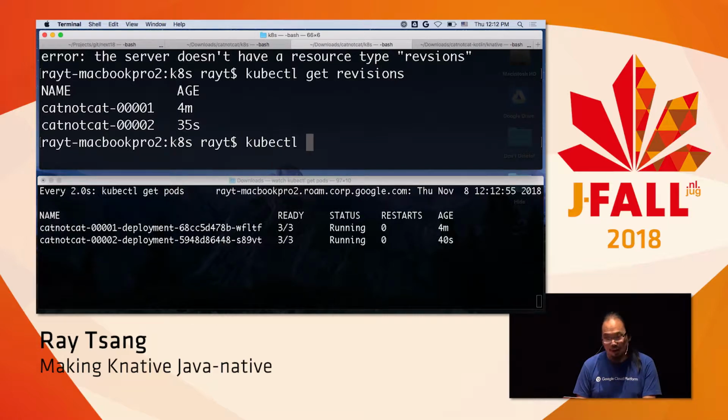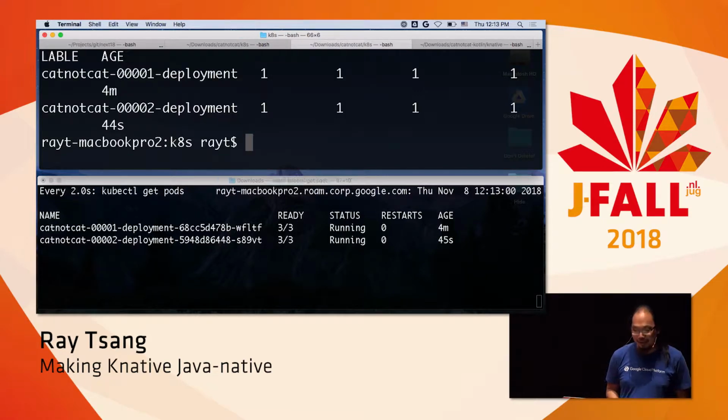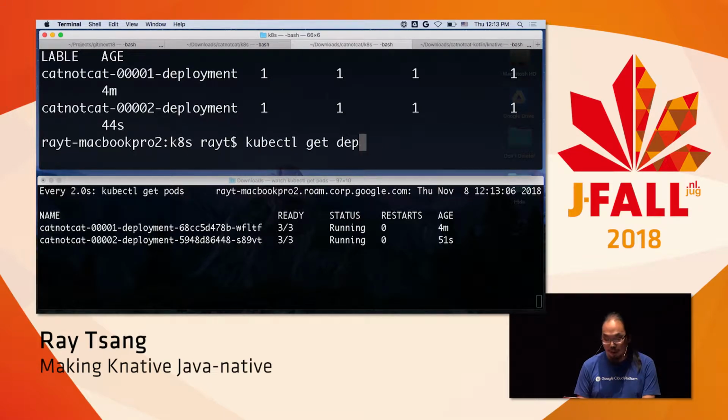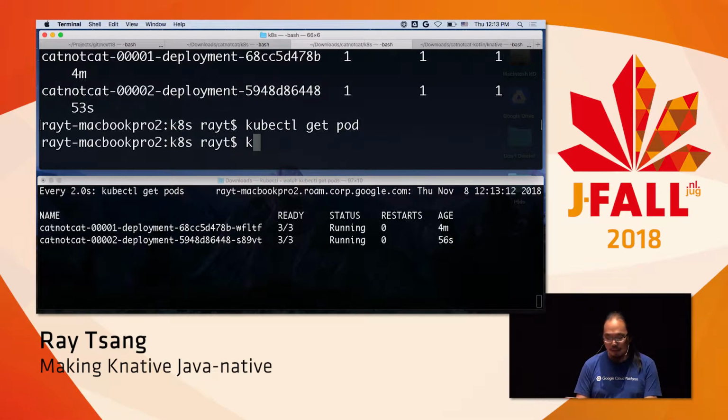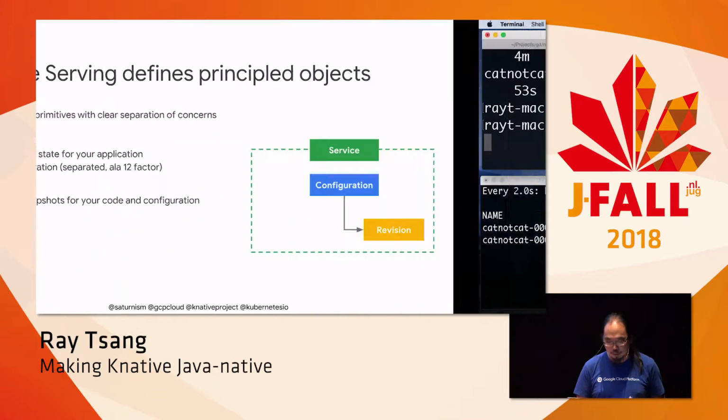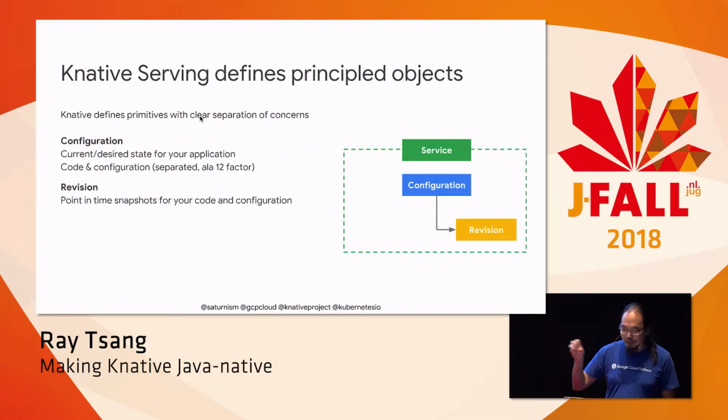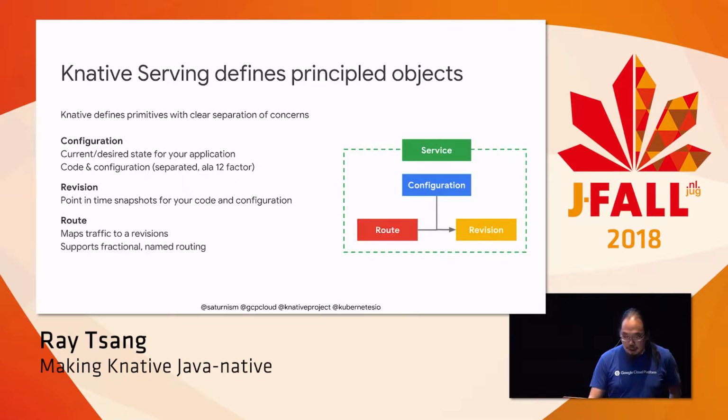Every one of these revisions, guess what? Creates a deployment behind the scenes. So every revision is tied to a deployment. This is how we control how many instances we are running. And every deployment creates a replica set. And then every replica set will create the number of pods that we need, right? And of course, behind the scenes, we also created the route. So from service, we have configuration. Every time you update the configuration, we have a new revision. And then we also created a route that allows me to route the traffic to a specific revision.